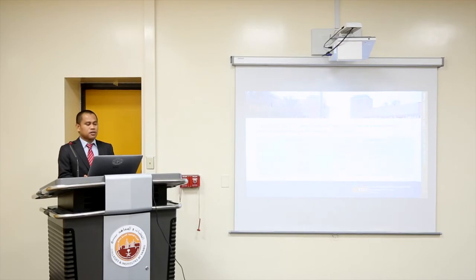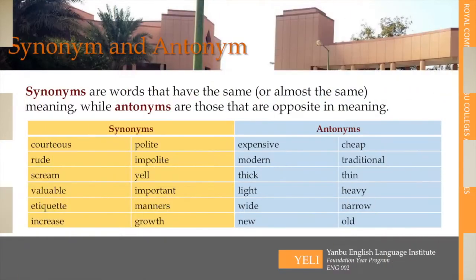So now let's move on to synonyms and antonyms. Synonyms are words that are similar or almost similar in meaning, while antonyms are words that are opposite in meaning. Examples of synonyms here: we have courteous, similar in meaning to polite; rude, impolite; scream, yell; valuable, same meaning as important; etiquette, same meaning as manners.